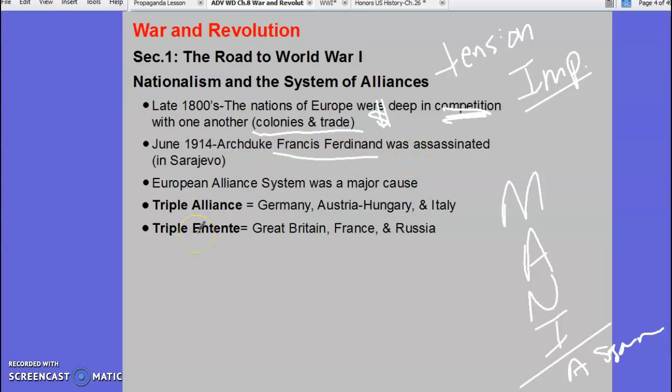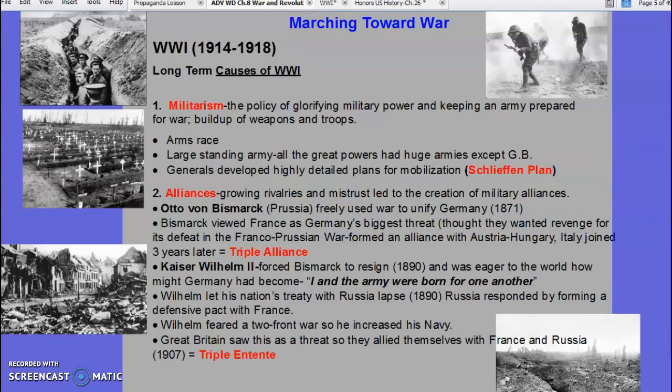You need to familiarize yourself with the two alliances that Europe ended up in. Major countries of Europe. The Triple Alliance would be Germany, Austria-Hungary, and Italy. And the Triple Entente would be Great Britain, France, and Russia. There were historical reasons, as we'll see on the next page, as to why those two camps, those two alliances created themselves.